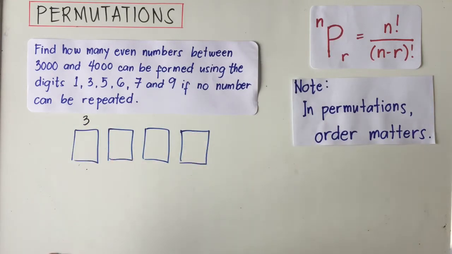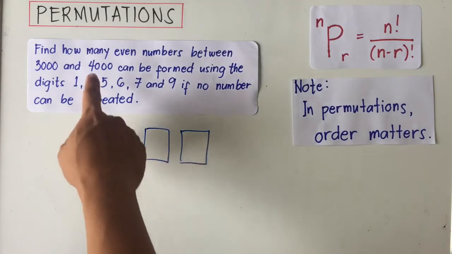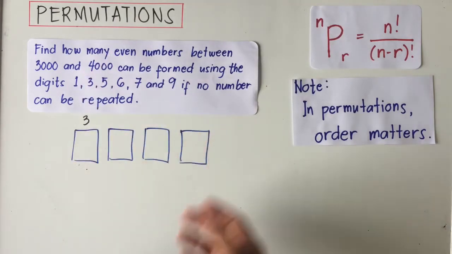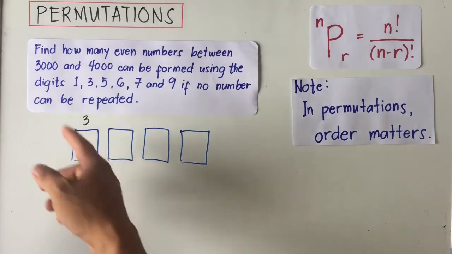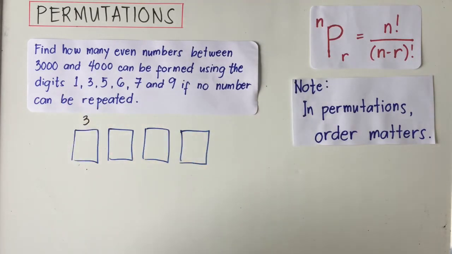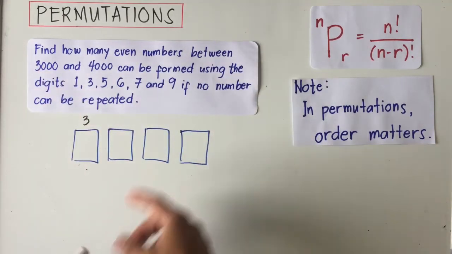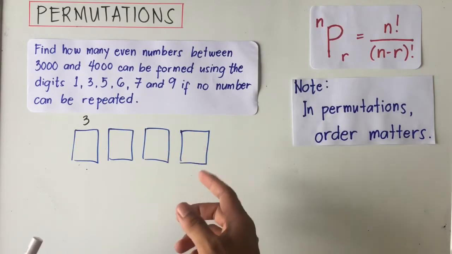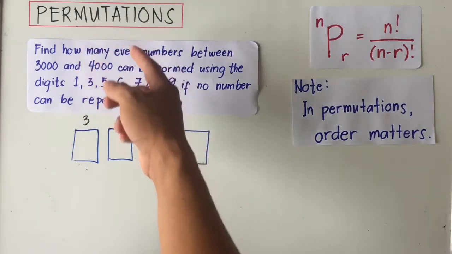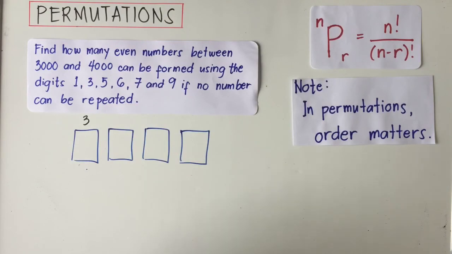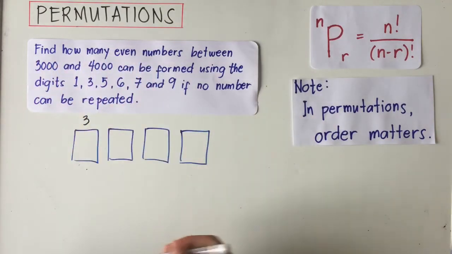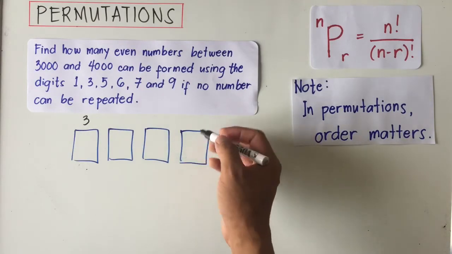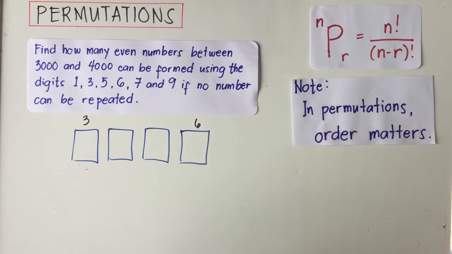I cannot start with 5 because 5 is already more than 4,000. I cannot start with 6, 7, or 9. I cannot start with 1 either, because 1 is lower than 3,000. Next, at the end, I cannot end with an odd number, because it should be an even number. So I will only end with 6 on the last part.